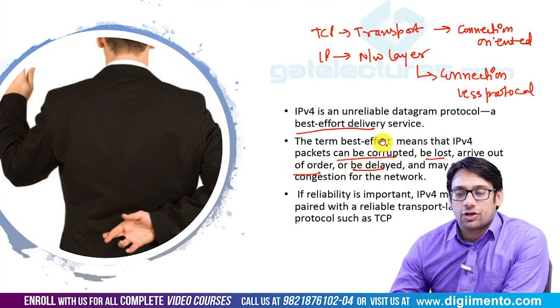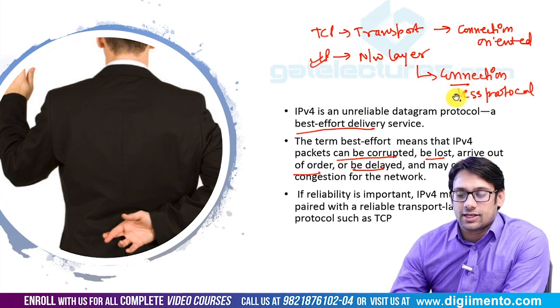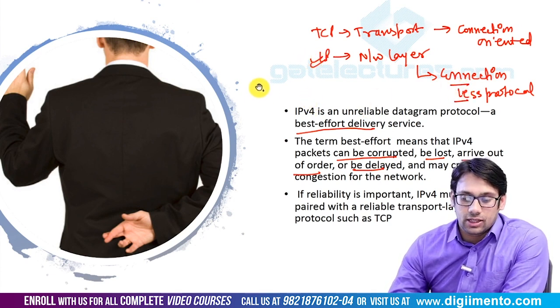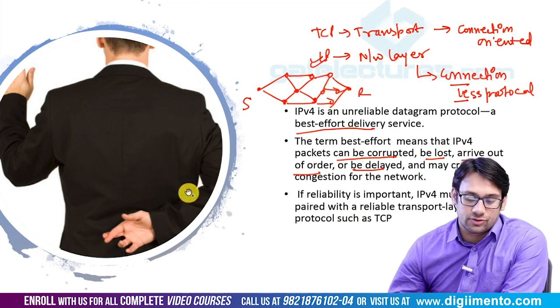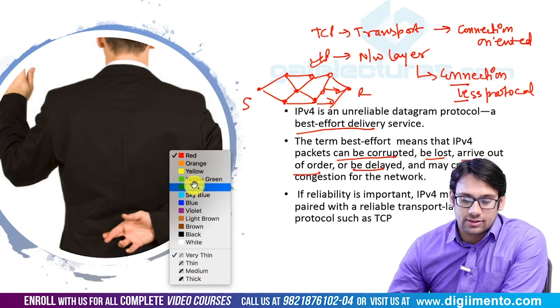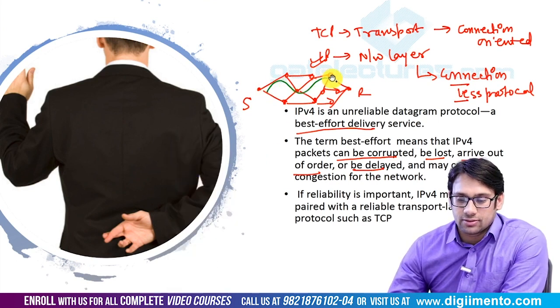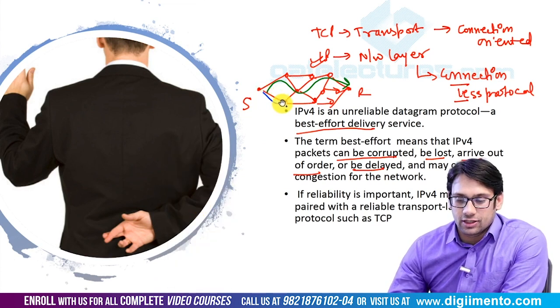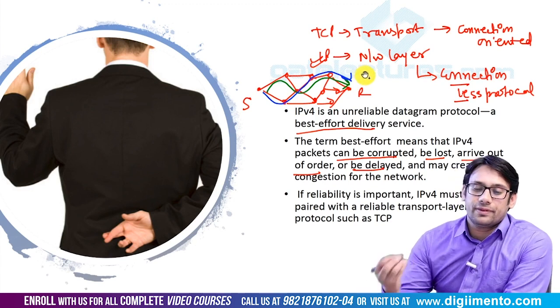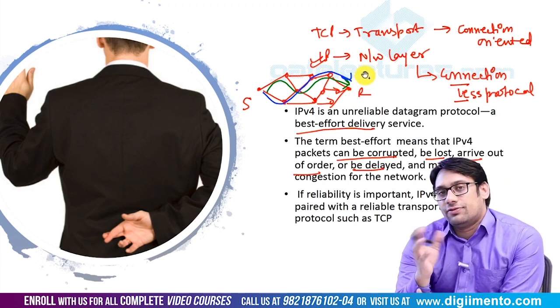So why will they arrive out of order? Because IP protocol is a connectionless protocol. If this is the sender and this is the receiver, between the sender and the receiver there might be multiple paths, multiple networks present. So every packet can follow a different path before getting to the receiver. Some packets might go through this path, and some packets might follow this path. So these packets can follow different paths.